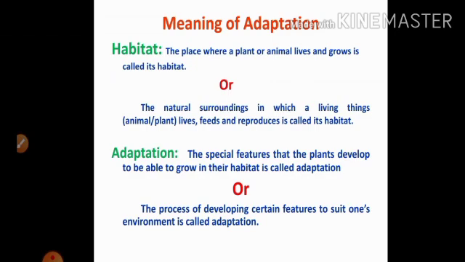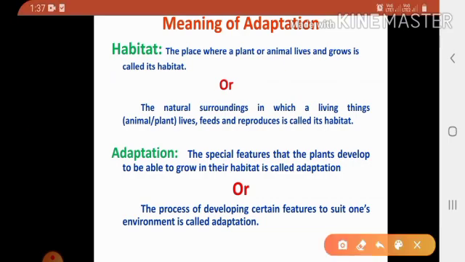Next is the meaning of habitat and adaptation. First is habitat. The place where a plant or animal lives and grows is called its habitat. Children, if the plant is growing in a desert, then its habitat is a desert. So, habitat is nothing but the place where plants or animals live and grow.